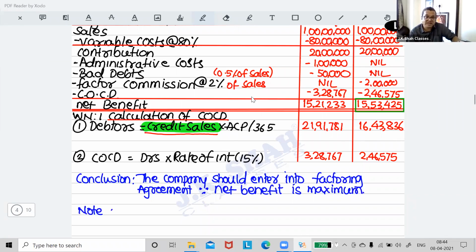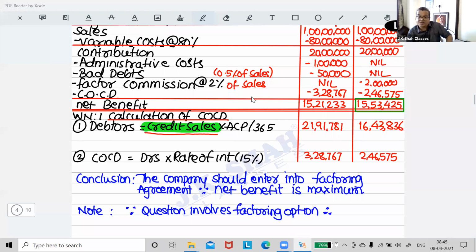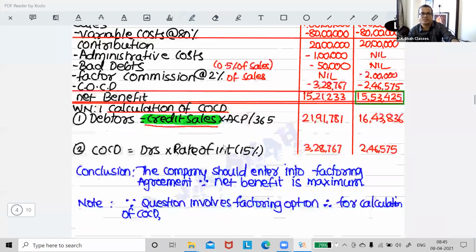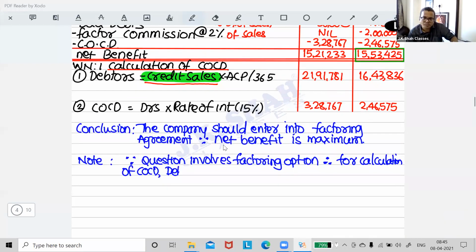Now, how we will write a note? We will say, since the question involves factoring option, therefore, for calculation of COCD, debtors are valued at credit. Okay, no other option, guys. No other option. Directly this only.